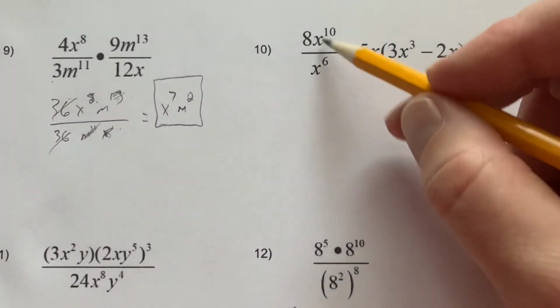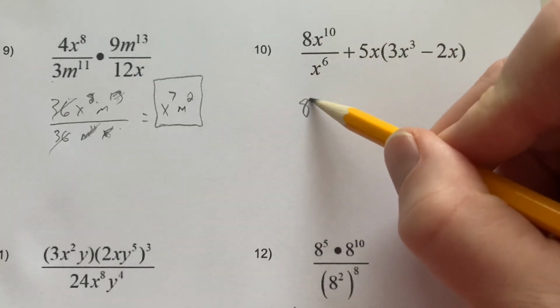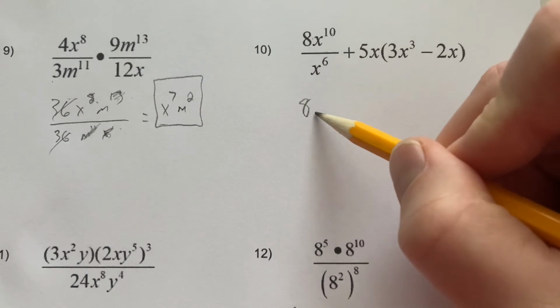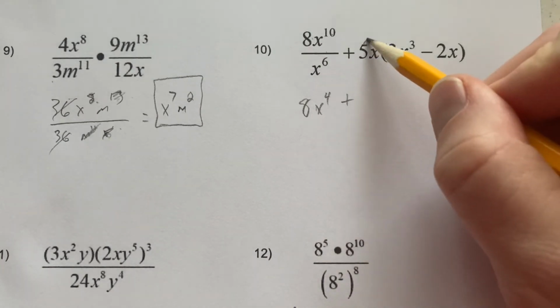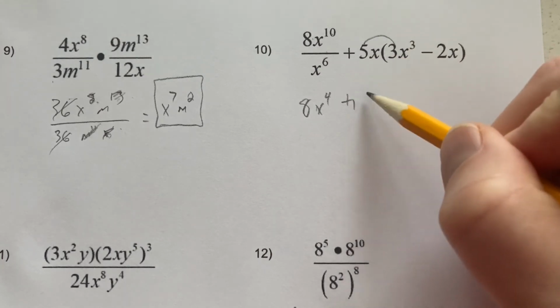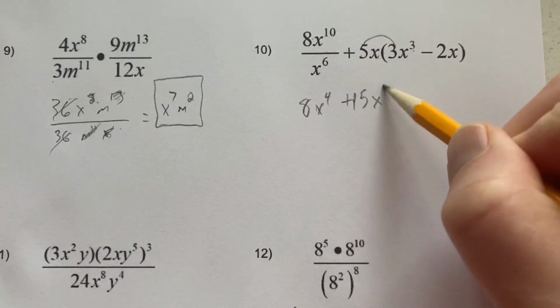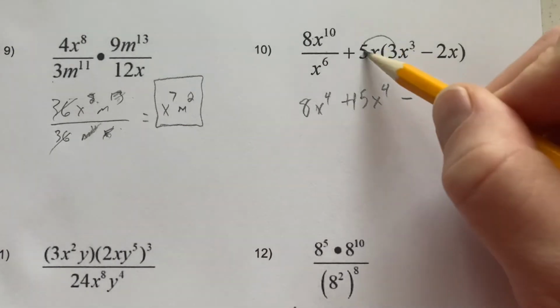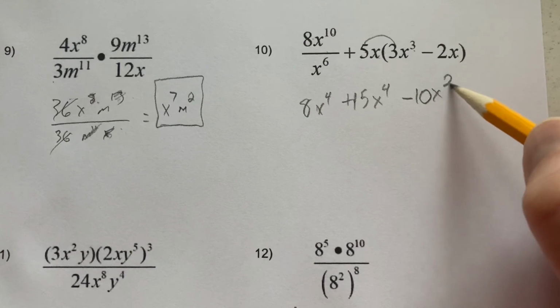Over here, we need to do a simplification here. So the 8 is just 8. 10 minus 6 is 4. So we end up with that. Then if I distribute, 5 times 3 is 15. X times x to the 3rd is x to the 4th. Minus 5 times 2 is 10. X times x is x squared.